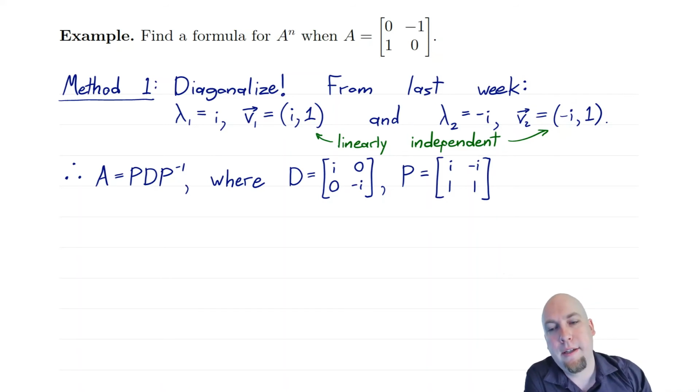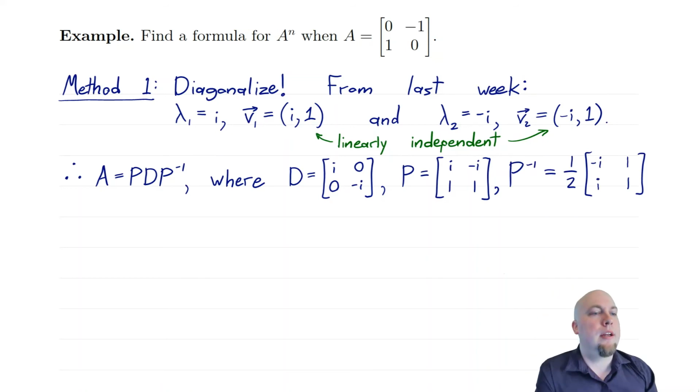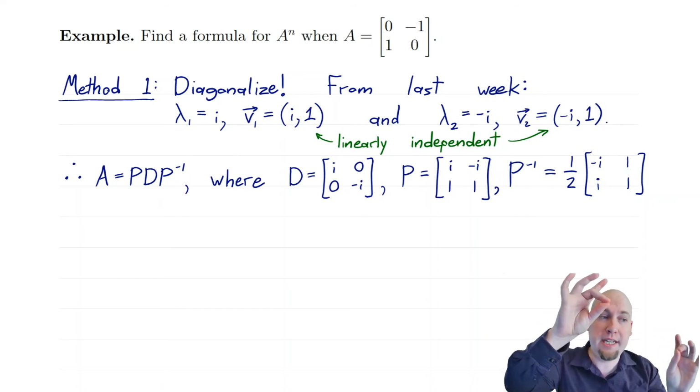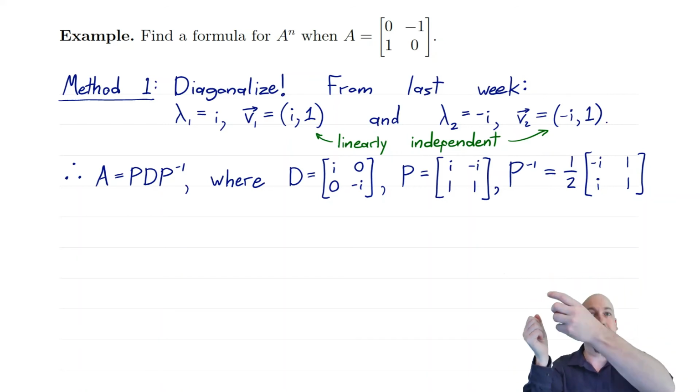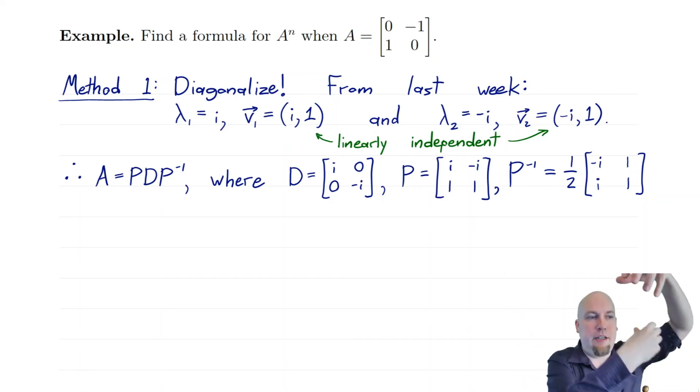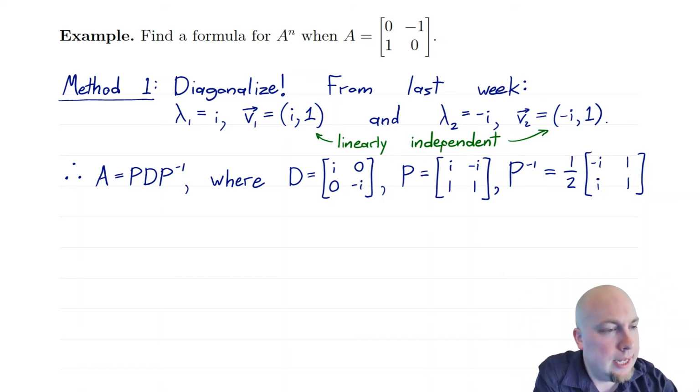Okay, great, so I know D, I know P. I also need P inverse. And we maybe haven't done this calculation with complex numbers before, but the exact same formula that works for 2 by 2 real matrices works for 2 by 2 complex matrices as well, okay? So you do 1 divided by AD minus BC out in front, and then you jumble up the entries inside the matrix, and you'll get exactly this.